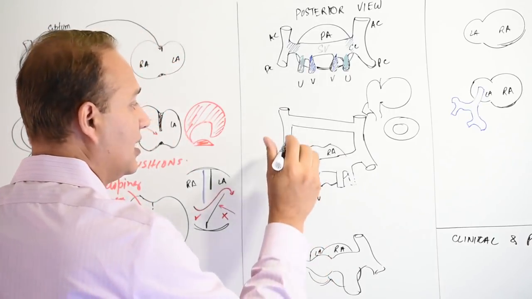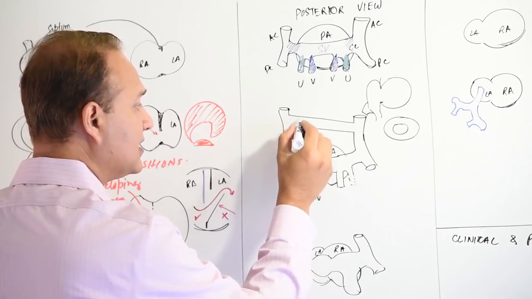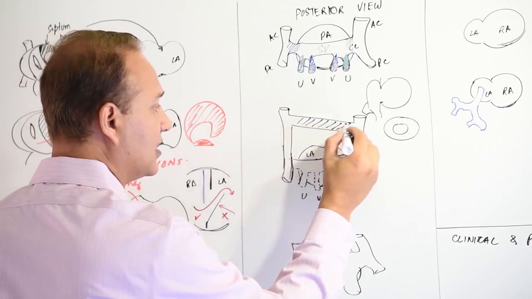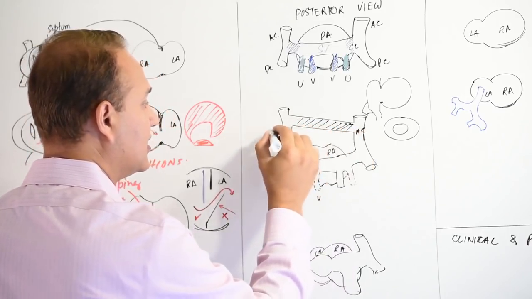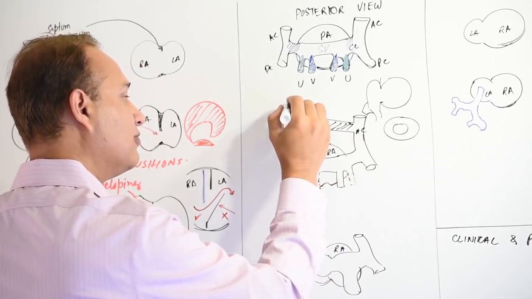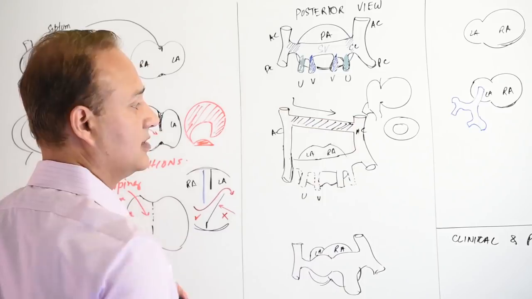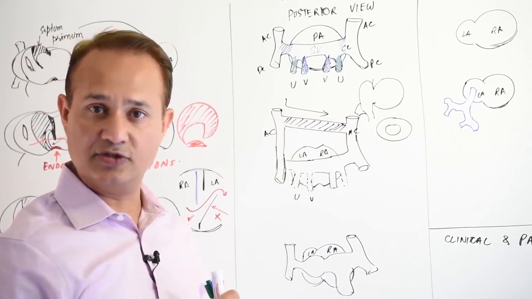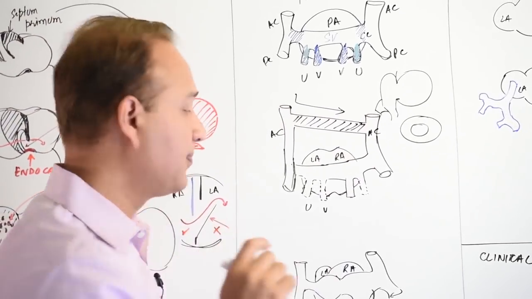The changes are this. Number one, there is an anastomosis between the anterior cardinals. So this is anterior cardinal and this is anterior cardinal. They develop an anastomosis and the blood starts going from the left to the right. So that is one anastomosis. So that puts pressure on the right side.